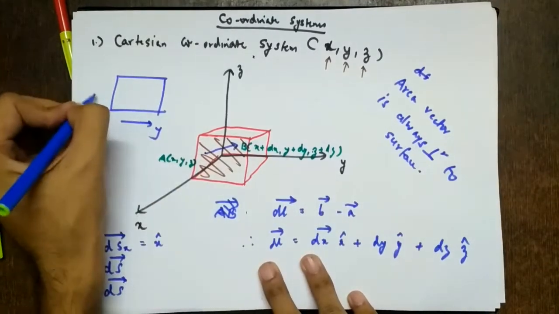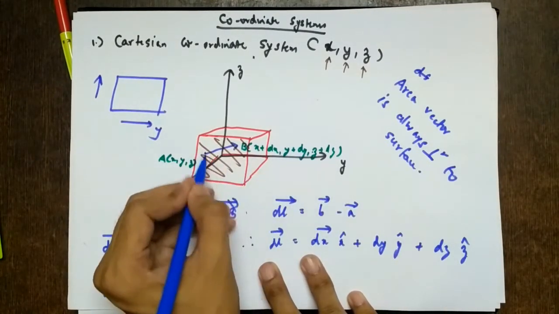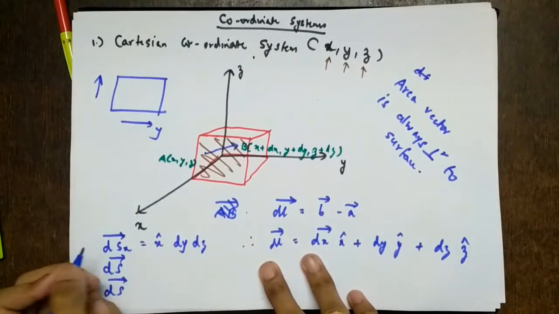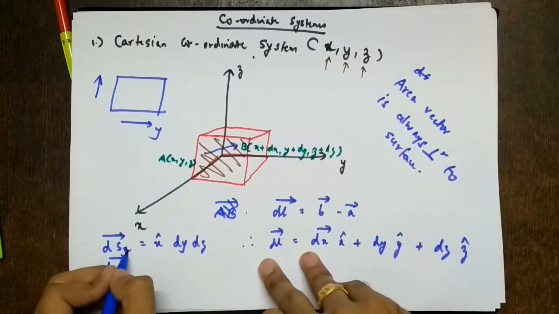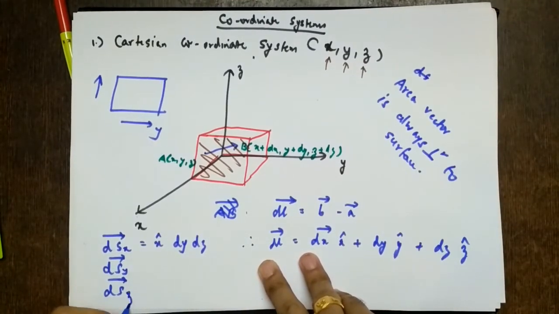Y axis. This is z axis. And you are moving by a very small distance dy and dz along this axis. So what will be the area? I mean dy dz, right? So ds_x, in the x cap direction, is dy dz. Similarly, we'll have ds_y and ds_z.